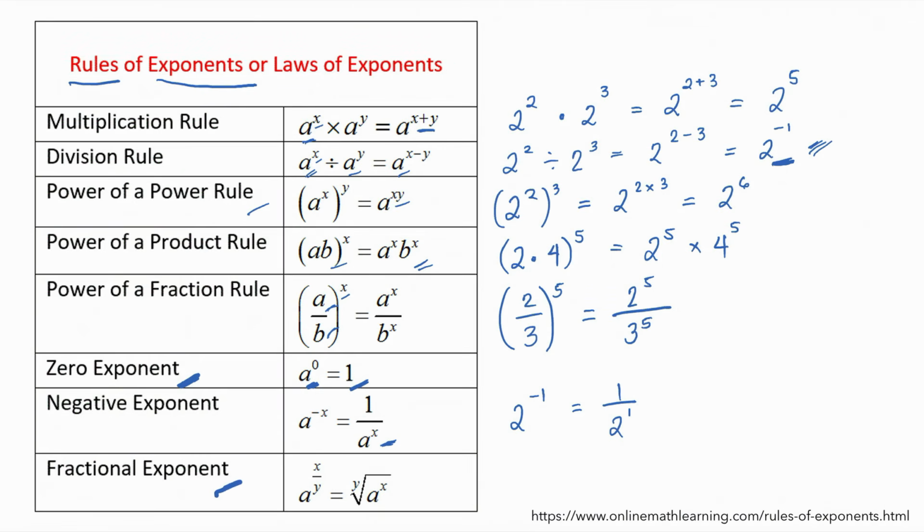And then, kapag fractional exponent naman, a raised to x over y, equal yan sa yth root of a raised to x. For example, meron kang 2 raised to 3 over 2. Equal din yan sa square root of 2 raised to 3. Yung square root kasi, di ba, automatic na 2 talaga yung nandyan. So, yun yung laws of exponent.